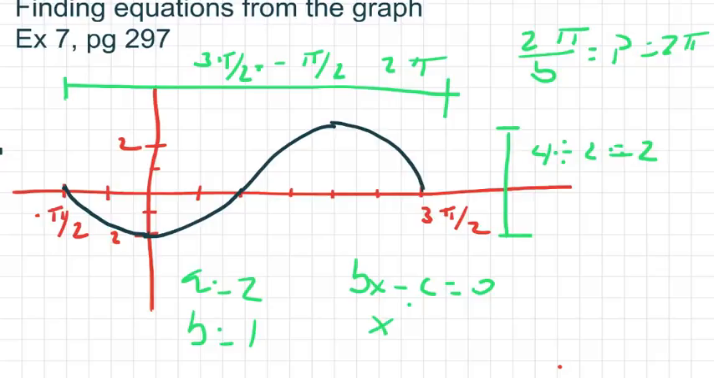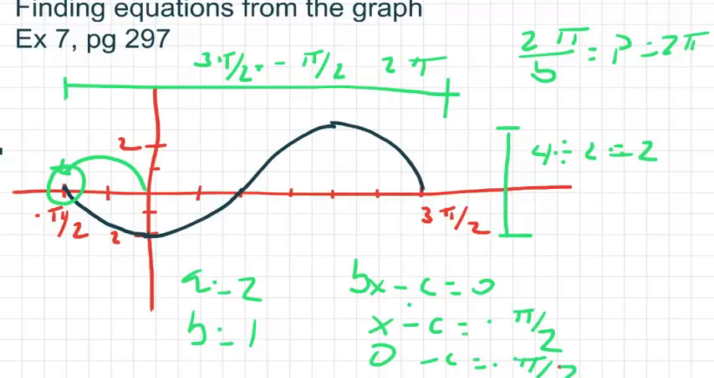Well, b is 1, so we have x minus c is equal to 0 at -pi/2. Now, why did I pick that? Because that's where the 0 for the function is. The phase is shifted. Normally it goes there. It has shifted over to here. So let's solve x minus c is pi/2. Well, if x is 0, we have minus c is equal to -pi/2.